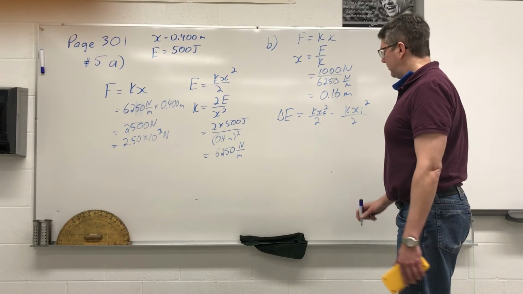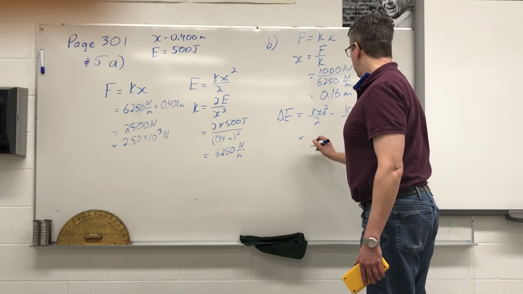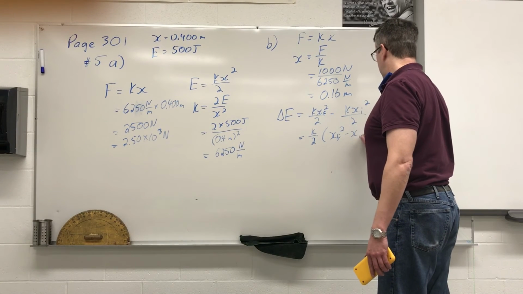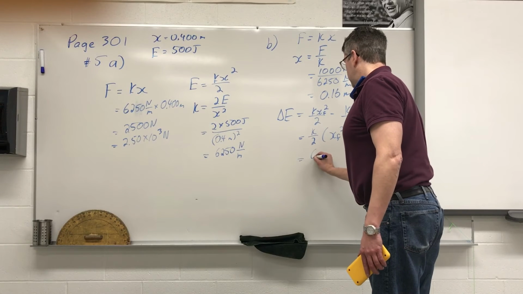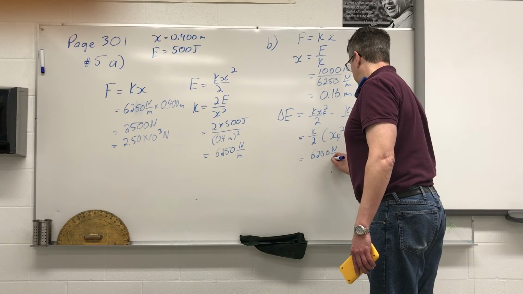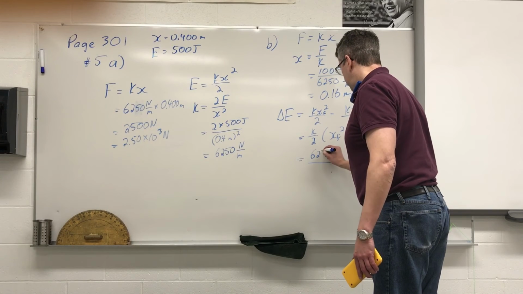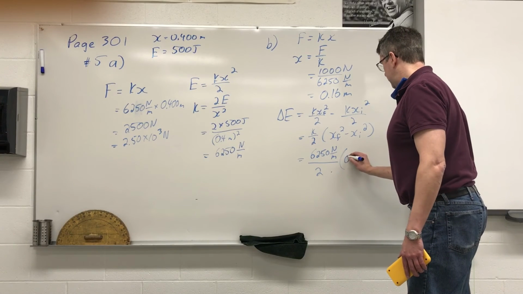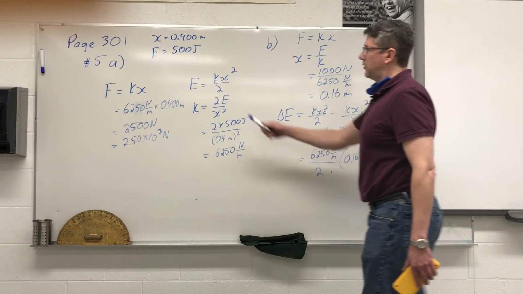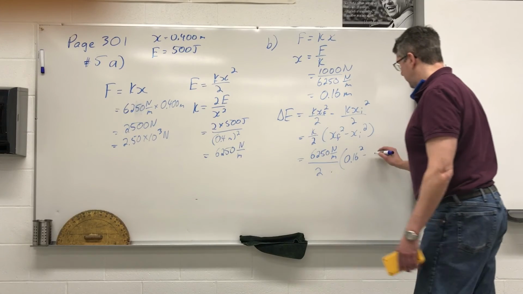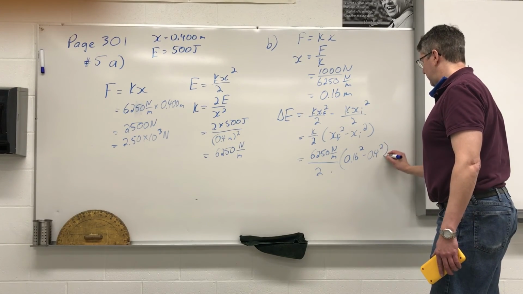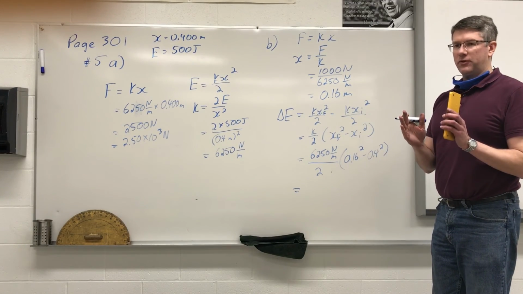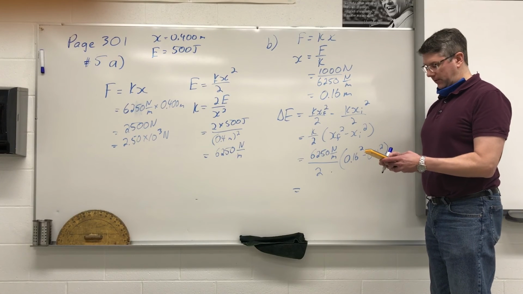This is X final. So factoring this, we're going to get K over 2 times X final squared minus X initial squared. So 6,250 newtons per meter, divided by 2, our final stretch is 0.16 squared minus our initial stretch, 0.400 meters, or 0.4 meters squared, close brackets. We should get a negative value because we are decreasing the amount of stretch, so we are releasing spring energy from the system.